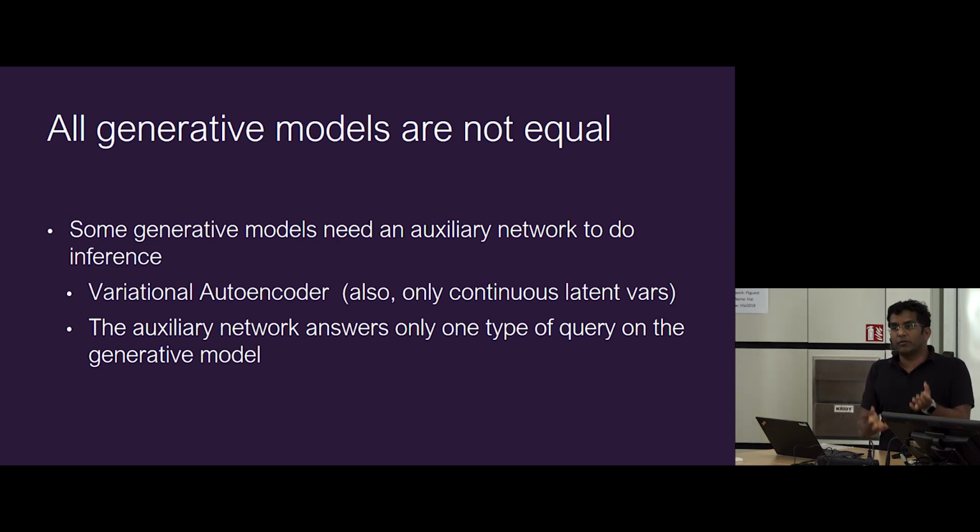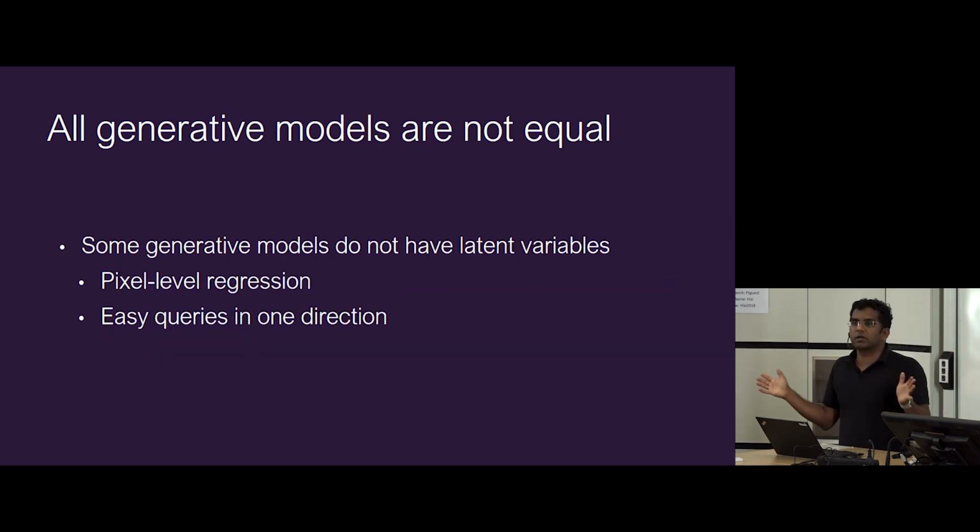Some generative models, if you look in the literature, have a query network which is separate from the generative model itself. That query network is trained for a particular query, just like the old brain is trained for a particular task. If you want to ask the generative model a different question, you have to train it for that particular question. And some of the generative models are just doing pixel-to-pixel regression. They generate nice pictures, but they don't have any latent variables.